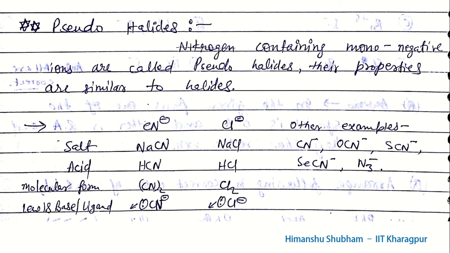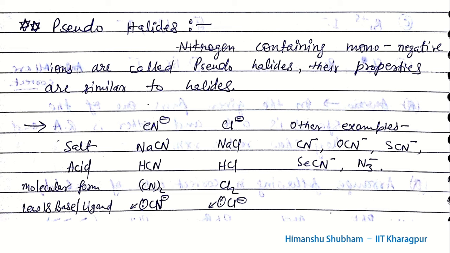So we should first learn what pseudo halides are. Basically, they are nitrogen-containing mono-negative ions and their properties are similar to halides. Nitrogen is starred because it's not 100% of the time that you will get nitrogen in pseudo halides, but you can say 98% or 99% of the time. At least 100% of the time that is of our use, we will get nitrogen in pseudo halides.